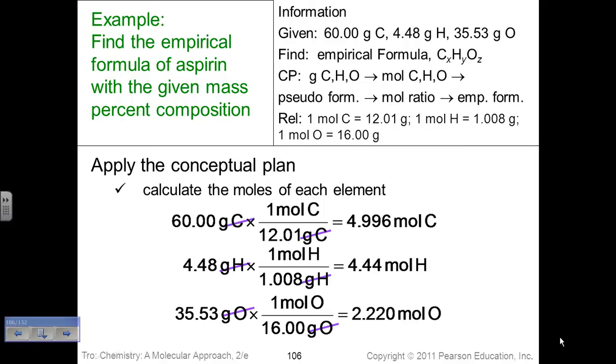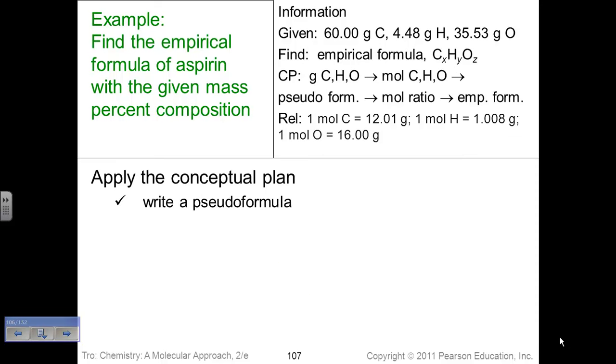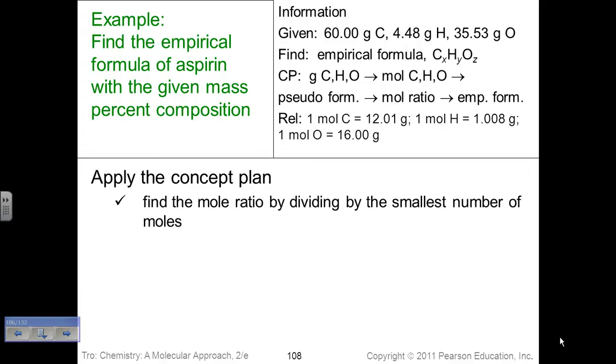We're not done yet because I don't see perfectly whole number ratios. So far, we have what's called a pseudo formula. The pseudo formula says, here's the ratio, and we have to keep that intact. The ratio is C, 4.996, H, 4.44, O, 2.22. So those decimal places have to get converted back into a whole number ratio.